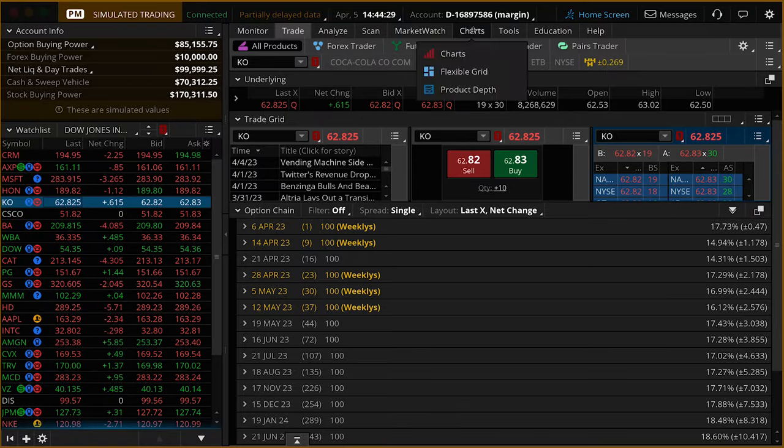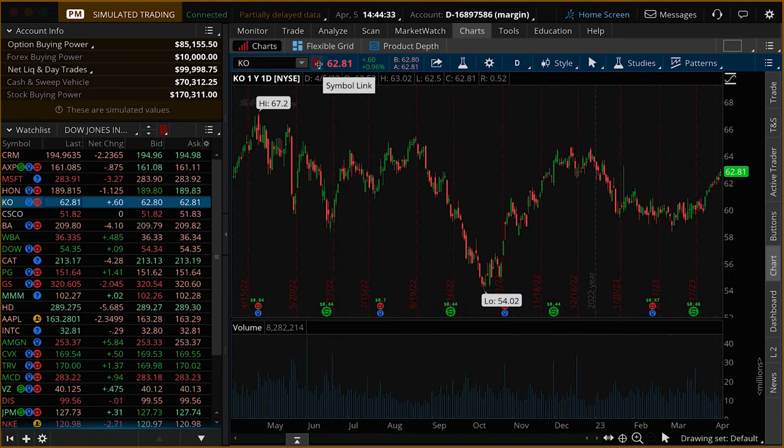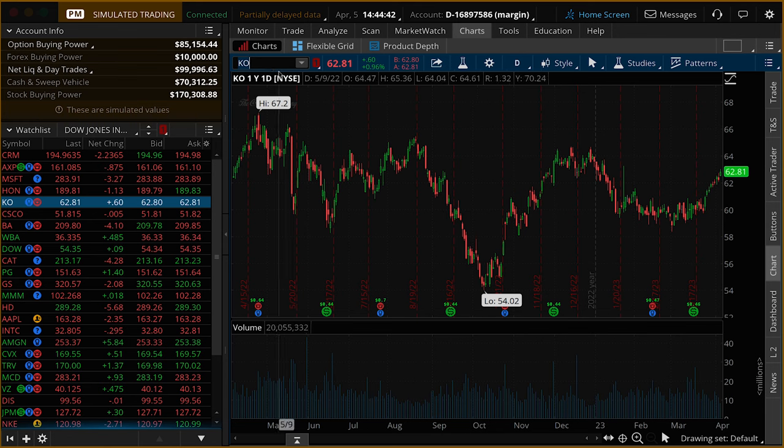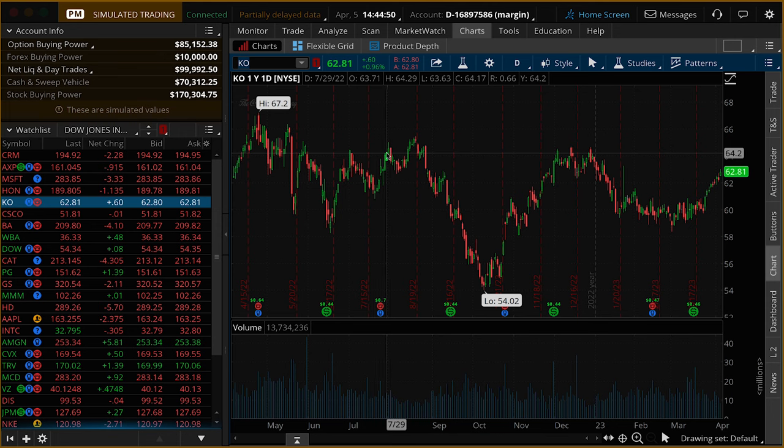Now the next feature I'd like to show you is the charts tab. Let's mouse up to that and click on that right there. You're going to notice it's actually connected to the same symbol we were trading on the other page using this color linker. Now we see we got Coca-Cola pulled up at the moment, and we're looking at a chart of 1 year, 1 day. That means we're looking at 1 year of trading, and each one of these candlesticks represents 1 day of the trading year.